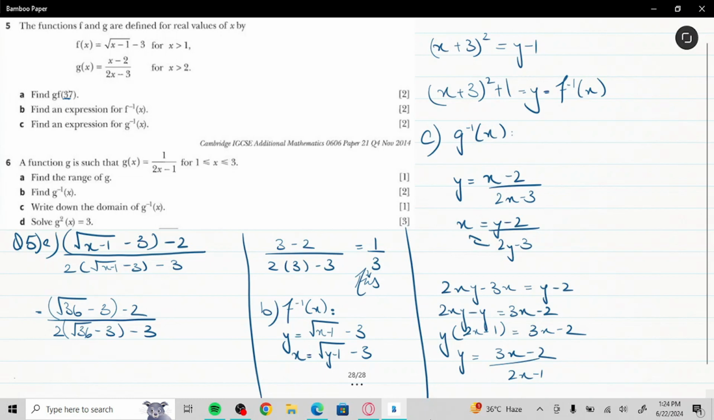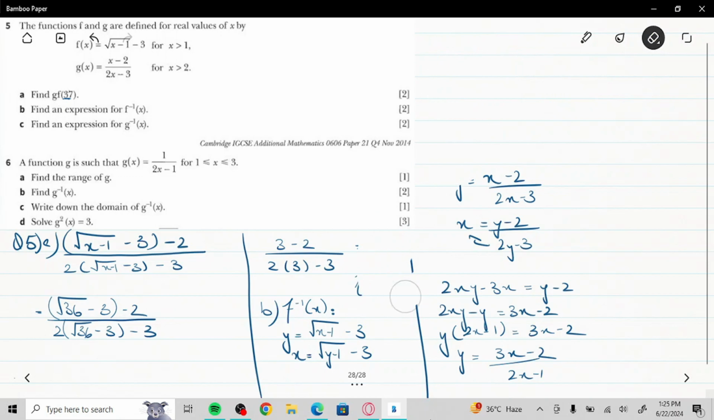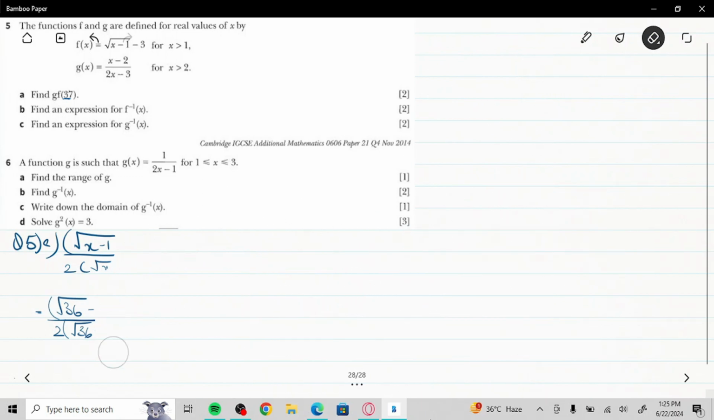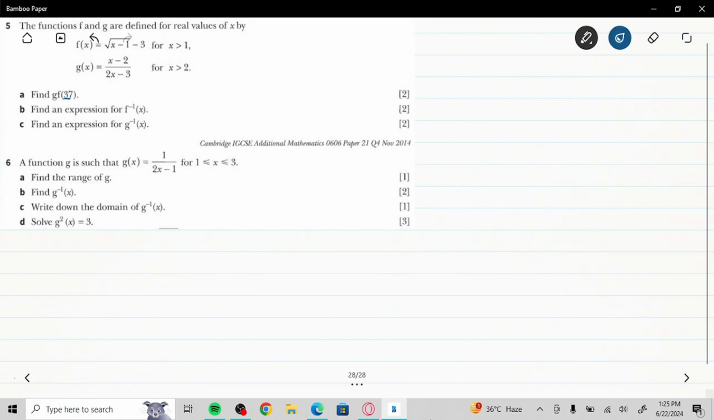Okay, so we have got parts B and C, and there's no other part for this. So let's proceed to question number 6. Let me just erase all this. Question 6 says a function g is such that g(x) is equal to 1 upon (2x minus 1) for the values of x given. We have been given the domain, so we just have to find the range. And it's just 2 to 3 values, so what we are going to do is just directly find it.